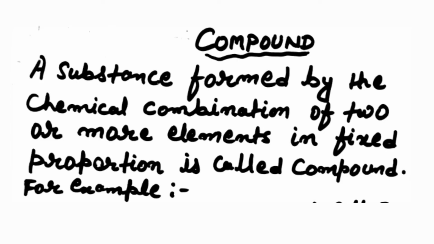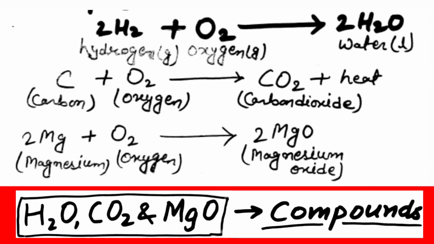At first, we need to know its definition. What is compound? Students, listen. A substance formed by the chemical combination of two or more elements in fixed proportion is called compound. For example, formation of water molecule.